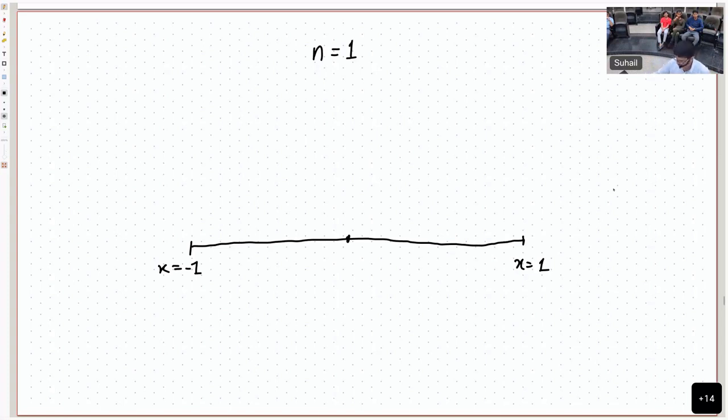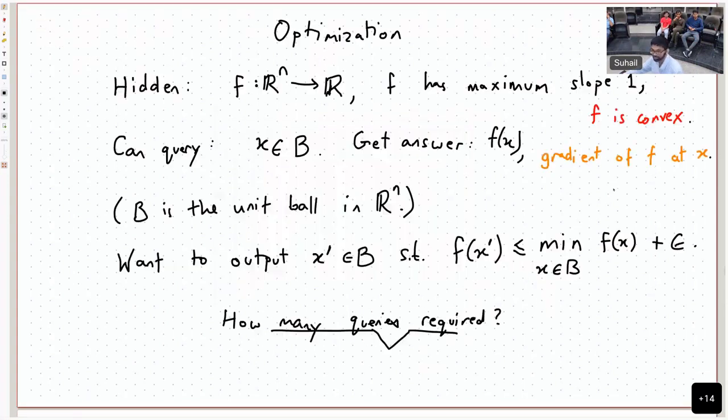Okay. So we make our query here. We're going to get some value for f of x, and along with this value, we're going to get the gradient. Oh, I did not actually spend time on that. I should have. Let me just go back here. So not only is f convex, but when you're querying an input, you get the answer, and you also get the gradient of the function at that point, or the subgradient.